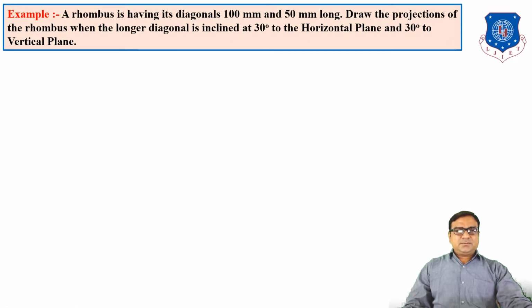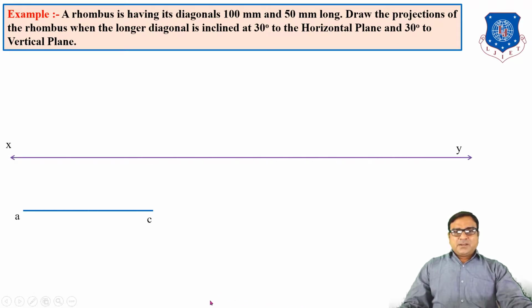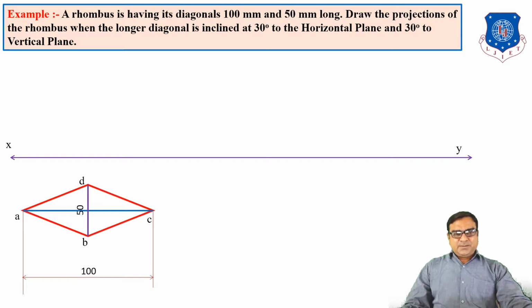Now our last problem. A rhombus has its diagonals 100 mm and 50 mm long. Draw the projection of the rhombus when the longer diagonal is inclined at 30 degrees to the horizontal plane and 30 degrees to the vertical plane. So draw XY. Now the longer diagonal is 100 mm and the shorter diagonal is 50. So the midpoint of these two diagonals is common. BD. Join ABCD rhombus. So this is the first condition when the surface is in HP.